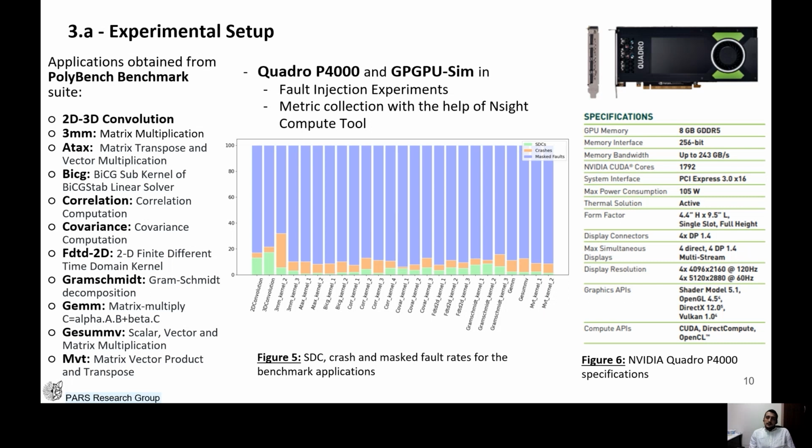In our experiments, we experiment with algorithms selected from the Polybench benchmark suite. The algorithms include common mathematical operations such as matrix multiplication, convolution, correlation, and covariance operators. The graph shows the rates of faults with respect to the others. As you can confirm, masked faults are the most common fault type compared to the other faults.